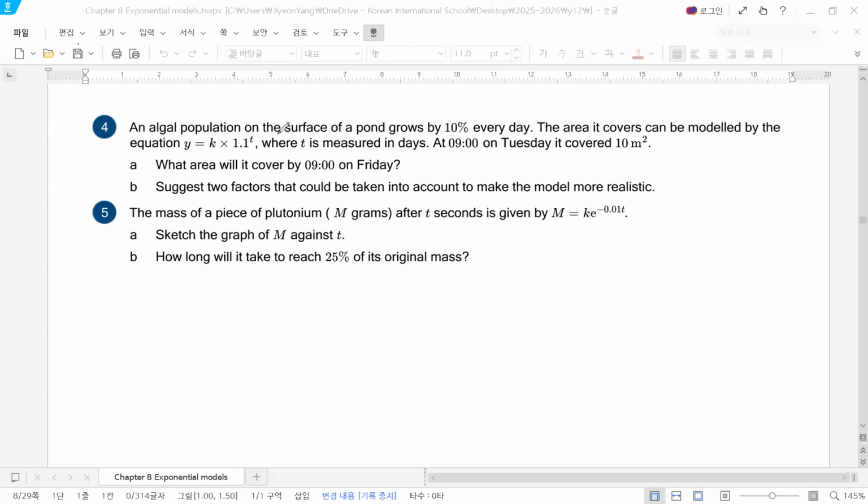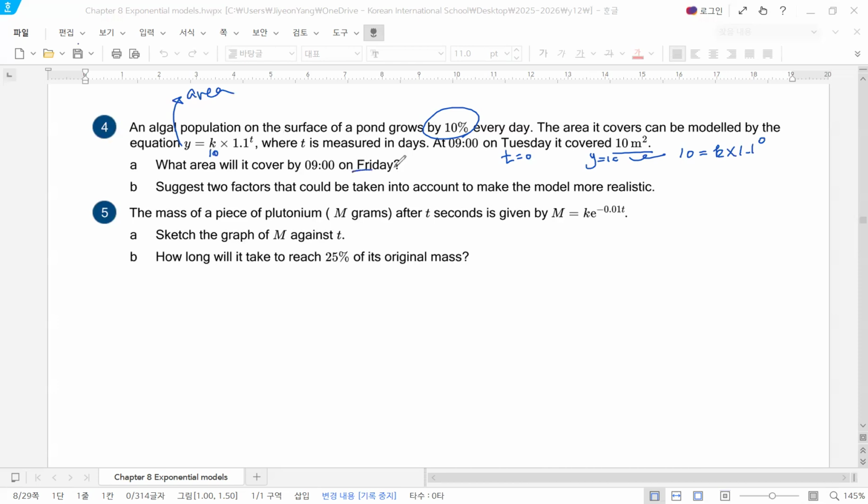Algal population on the surface of the pond grows by 10% every day. The area it covers can be modeled by the equation y, where y represents area and t is measured in days. At 9 a.m. on Tuesday, it covered 10 meters squared. So we can consider Tuesday as the initial value. So t equals 0 and then y equals 10. From here, you can find the value of k as 10.